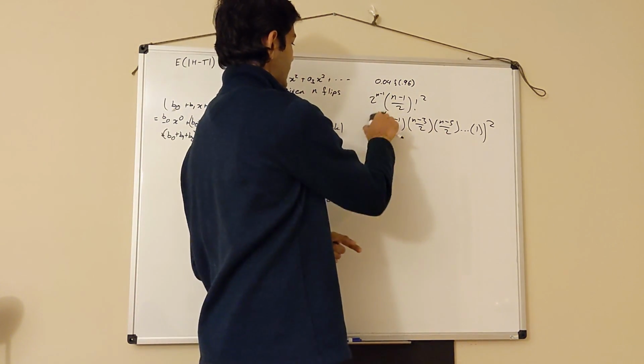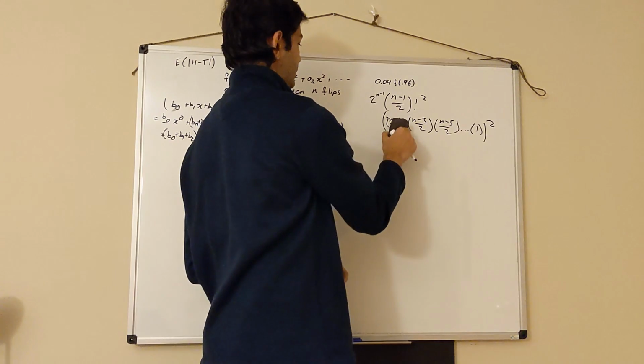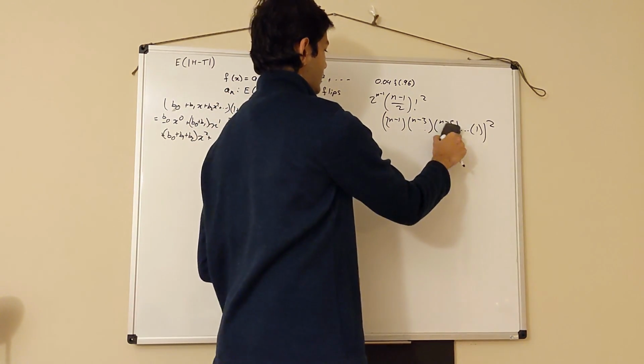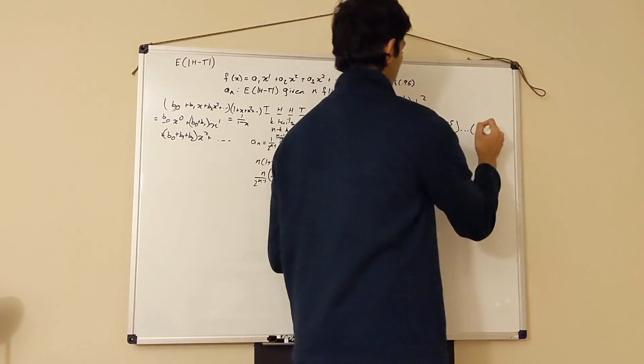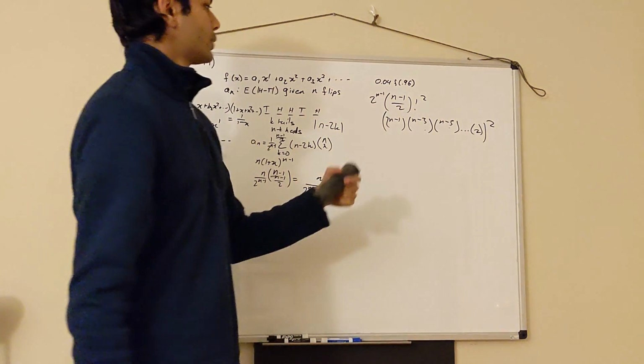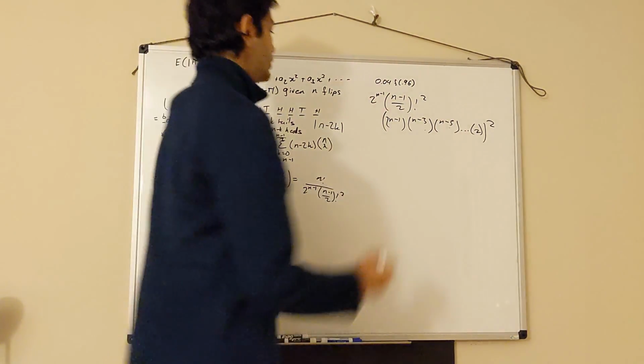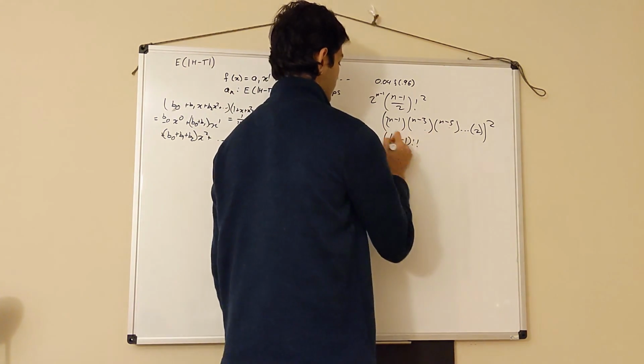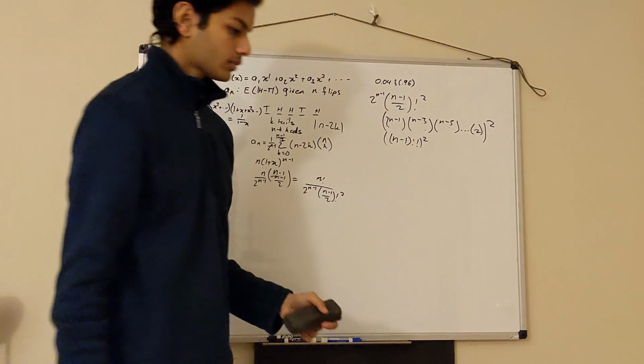And each coefficient here gets 1, 2. So this will change that to an n minus 1. This will change that to an n minus 3. This will change that to an n minus 5. And it'll go all the way down to 2. So this will look like n minus 1 times n minus 3 times n minus 5 all the way down to 2. And that has some notation. That is called n minus 1 double factorial, all of that squared.